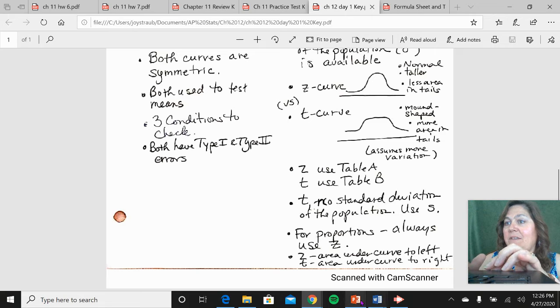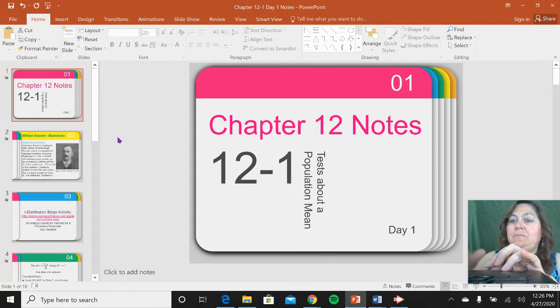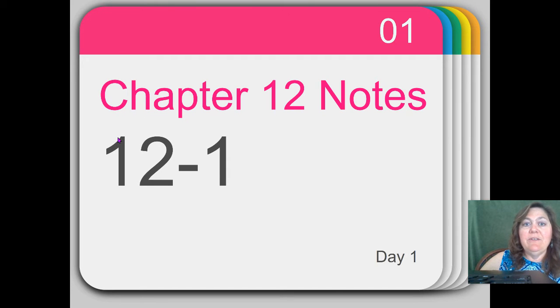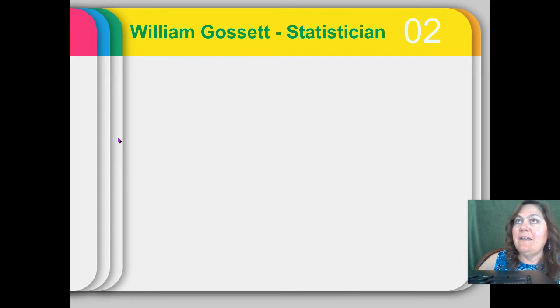So let's get into the notes. It's going to take 2 days to go through 12-1, but you'll love day 2 tomorrow. The next notes you take will go through all of the calculator commands. So basically, I'm going through all the theory of it today and how to do it by hand, which you need to do first so you understand it. And then tomorrow I'll give you all the calculator commands if you wish to do that instead.